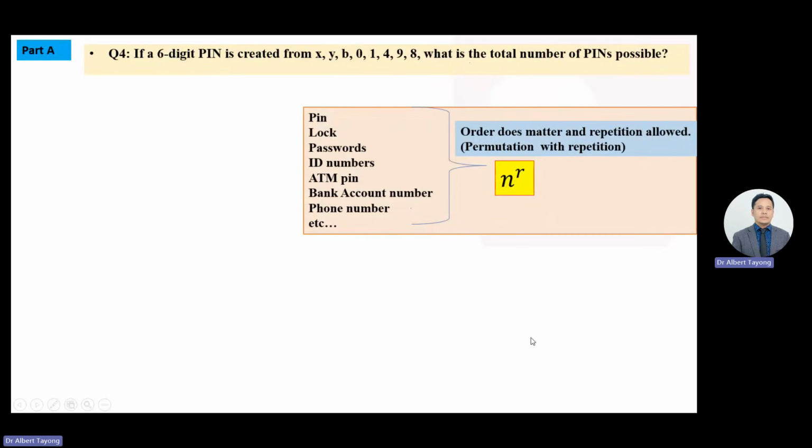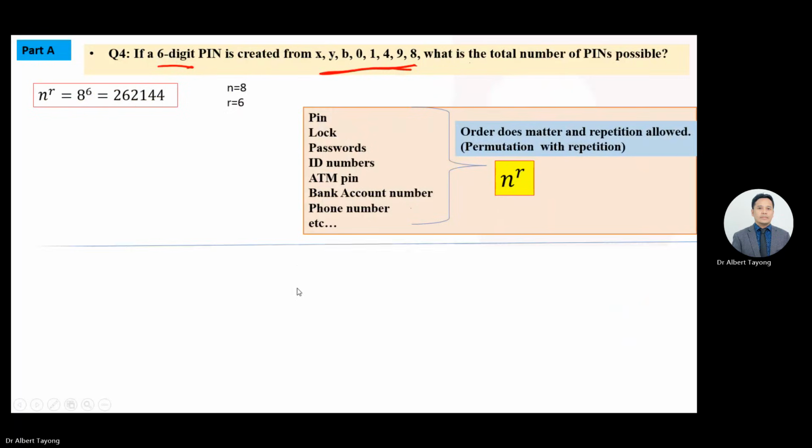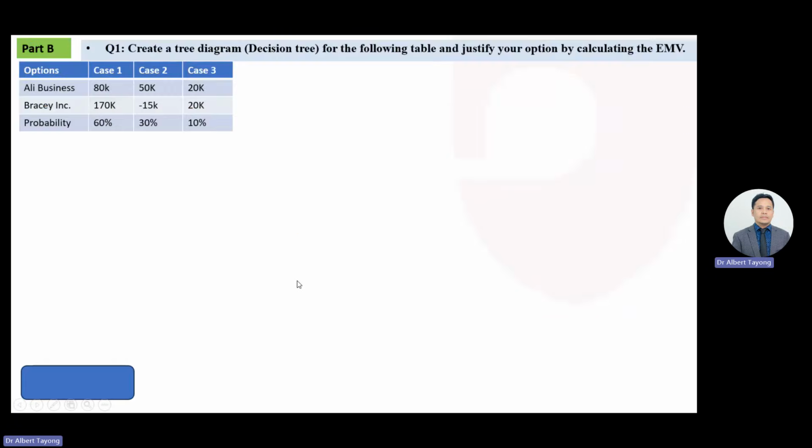All right, so here you're going to form a 6-digit PIN, and we're going to obtain the elements from here. We have 1, 2, 3, 4, 5, 6, 7, 8. So we have 8 elements here. Our N is 8, our R is 6, because you're going to form a 6-digit PIN. So using the formula, we have 8 raised to the power of 6. That is 262144 permutations all in all. Okay, so let's proceed to the next.